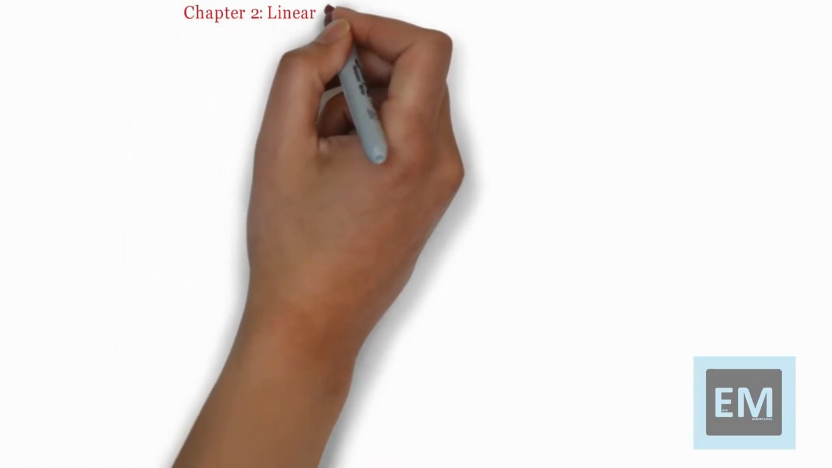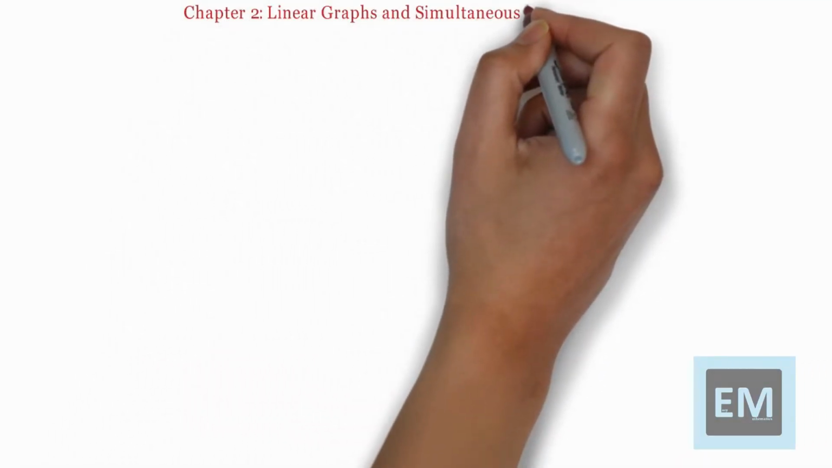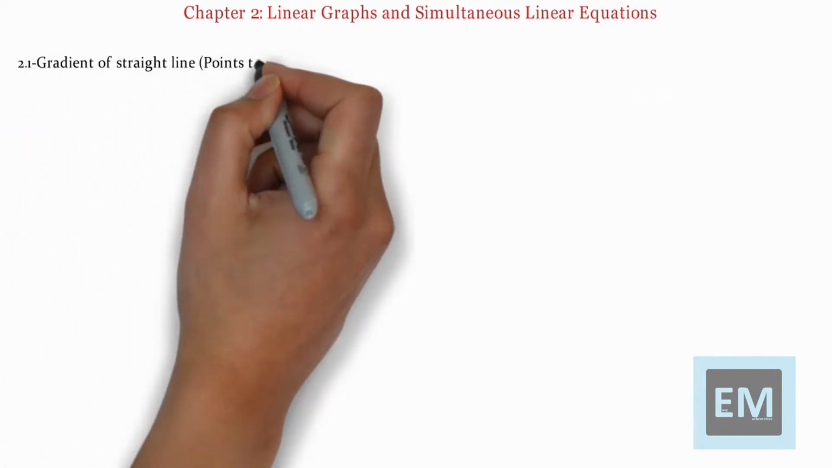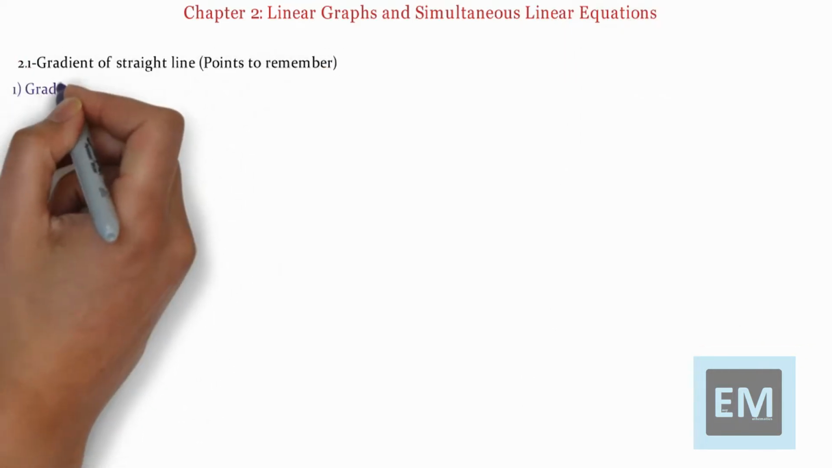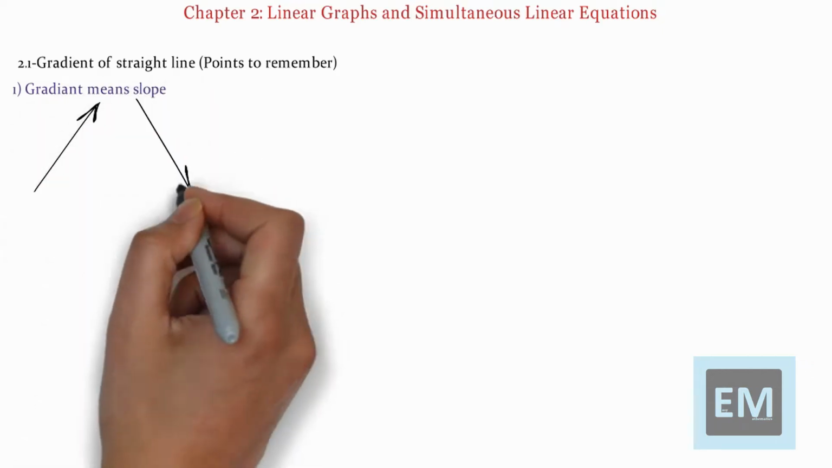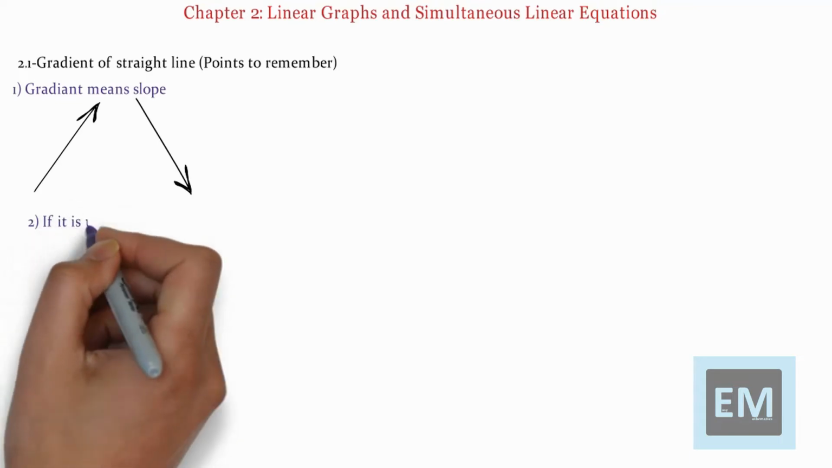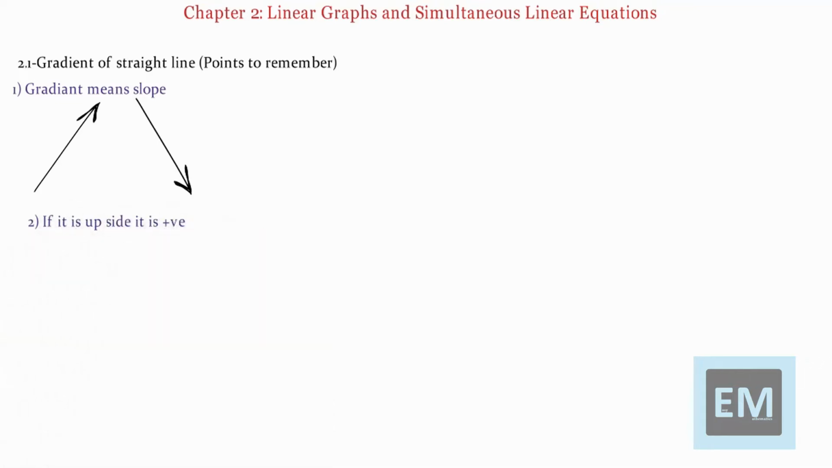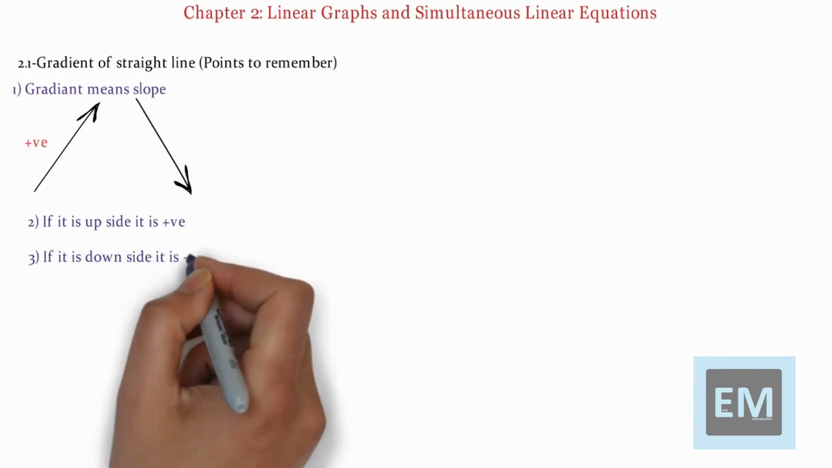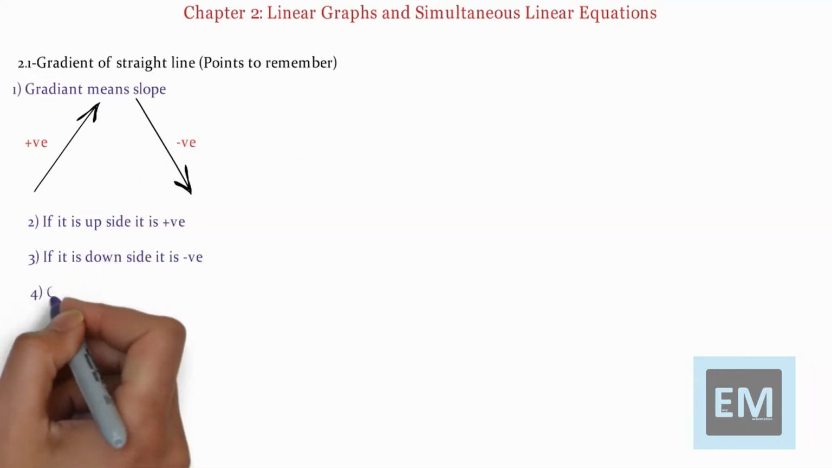Hi, here we are going to learn linear graph and simultaneous linear equations. Here we are going to know about gradient. What is gradient? Gradient is always a slope. It is either positive or negative. If it is upward, it is positive, and if it is downward, it is negative.